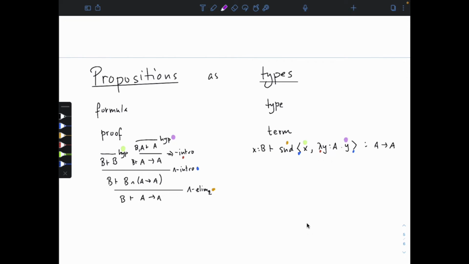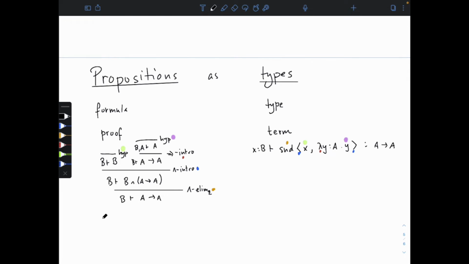It's an exact match. The applications of the inference rules correspond precisely to how this term is built. That's what it means that terms are proofs. This correspondence is exact. The difference is that here you see the derivation as a tree, and here you see it as a term.